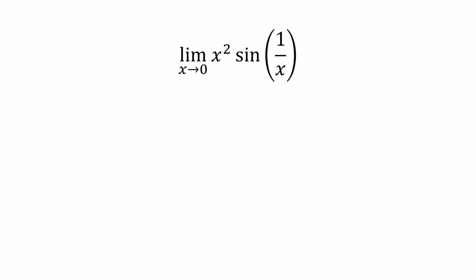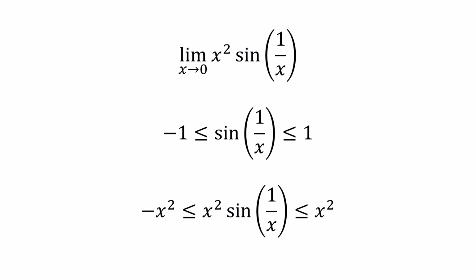To begin, we note that -1 ≤ sine of 1 over x ≤ 1. Multiplying through by x squared then gives -x² ≤ x² sine of 1 over x ≤ x².